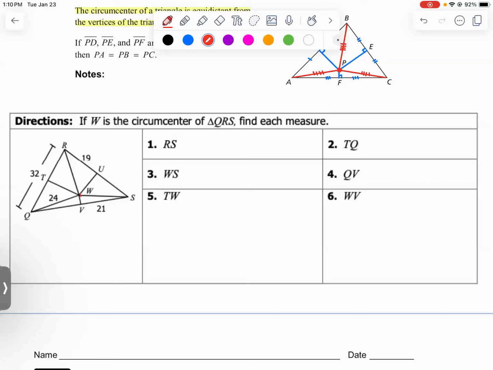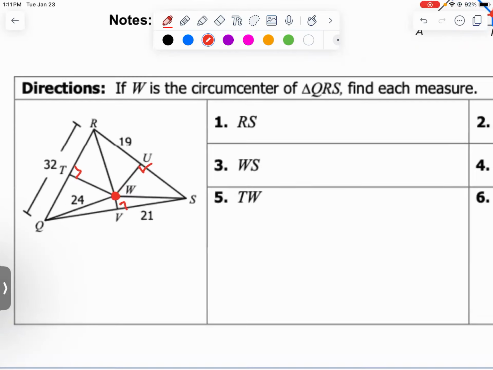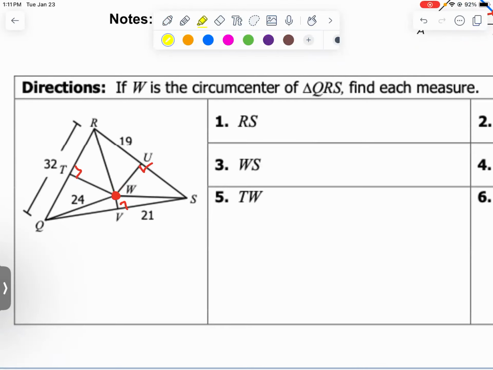W is our circumcenter. What does that mean? That means that all of these are perpendicular bisectors. I want you to go ahead and draw in those right angles because a right triangle might have to come in handy. All right. So let's answer number 1. How long is RS?